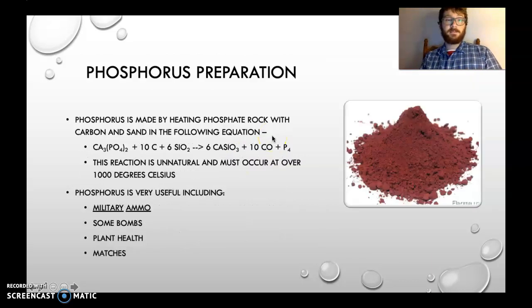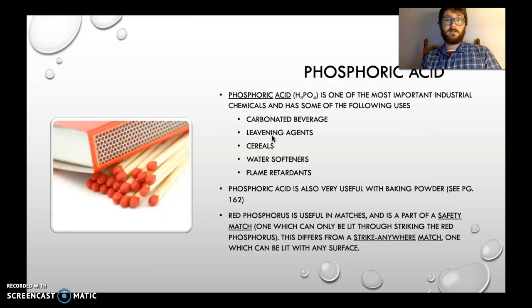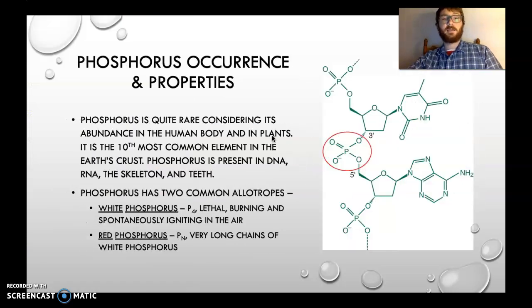In our skeleton, it is useful because we have something in our bones called hydroxyapatite, and this is made of phosphorus as well as calcium and some other things. And so if our bones want to grow correctly, we do have to have phosphorus. Our bones literally can't be made without it. Teeth as well.